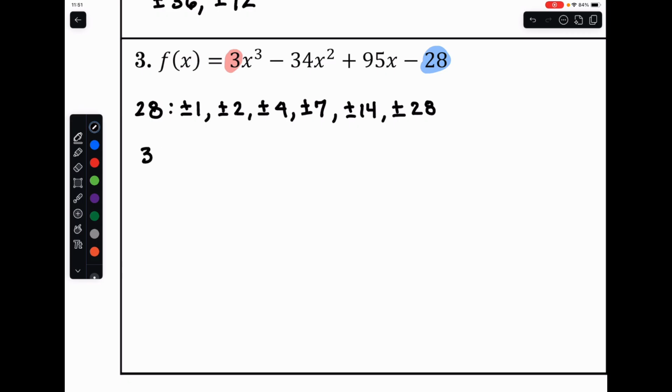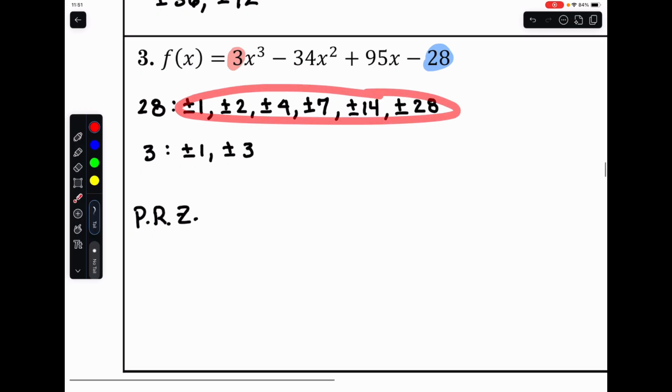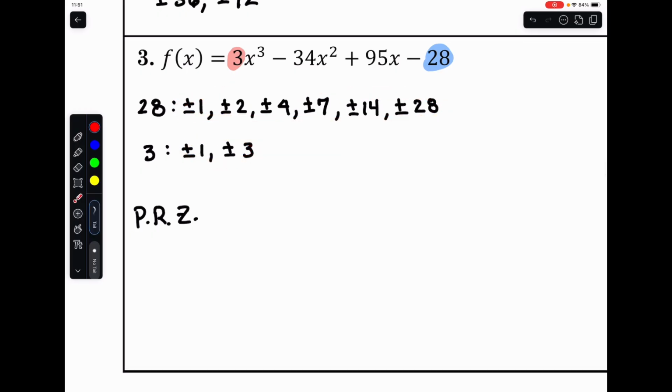On the previous examples, we had a leading coefficient of only 1. Here we have a prime number, 3. So the list isn't going to be that long. The only numbers that give me the value of 3 are going to be 1 and 3 because 3 is prime. Now, in this situation, our list of possible rational zeros has to divide every single one of these values by those quantities, okay?